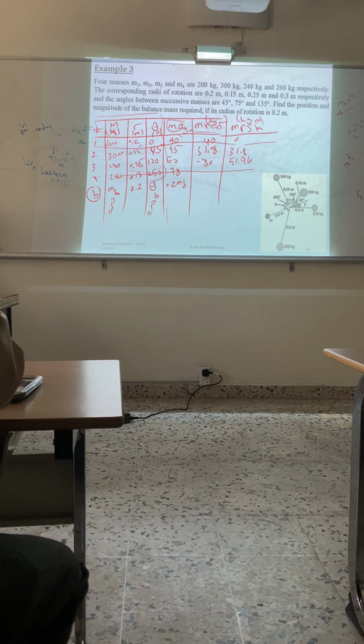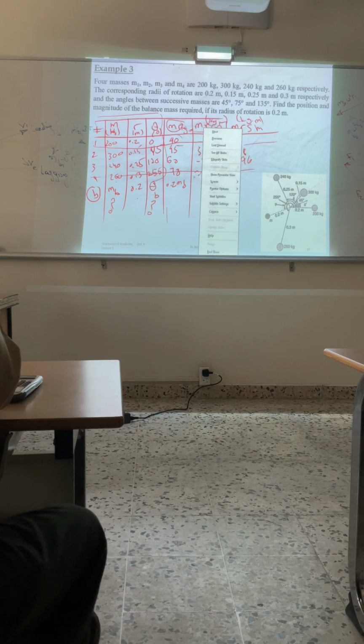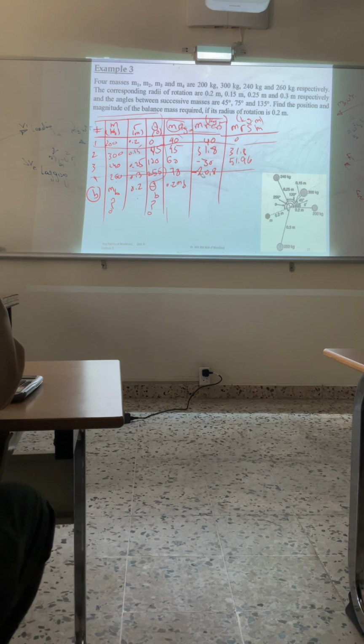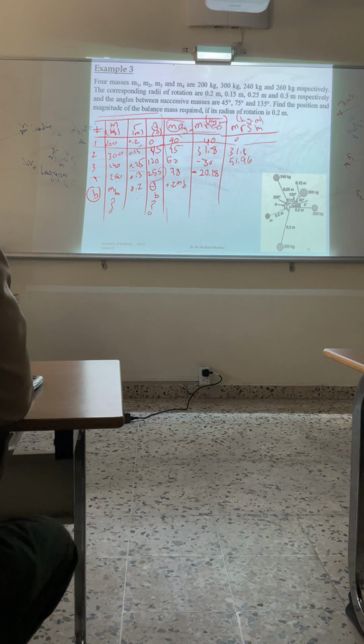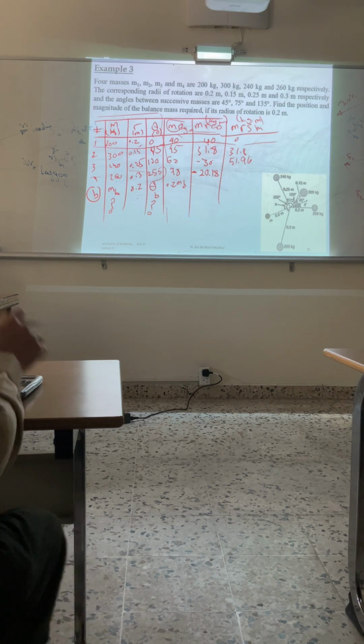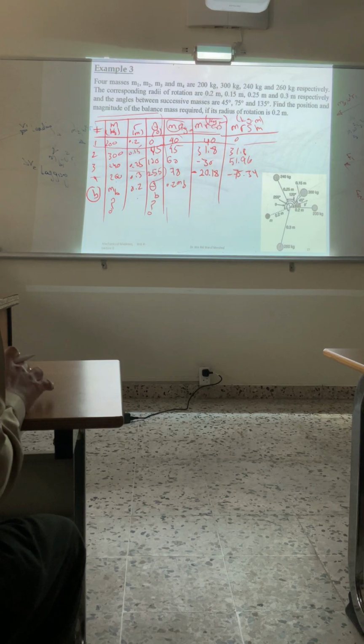Okay, this one: 78 cosine 255 gives minus 20.80. No, 1.8, not 80. Minus 1.8. And the sine gives minus 75.34. Guys, I need you to judge these values before you proceed.